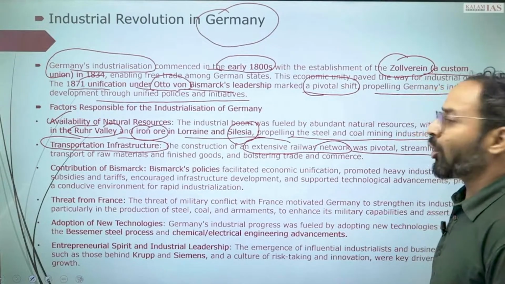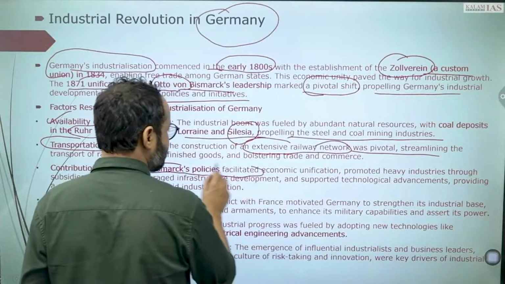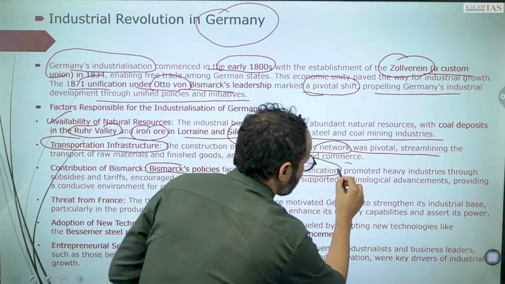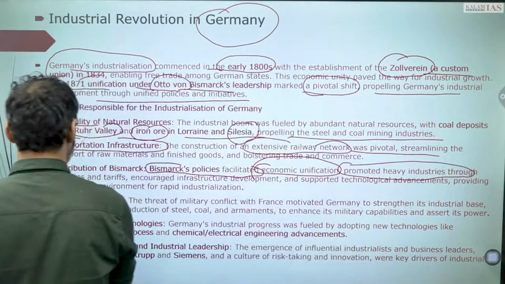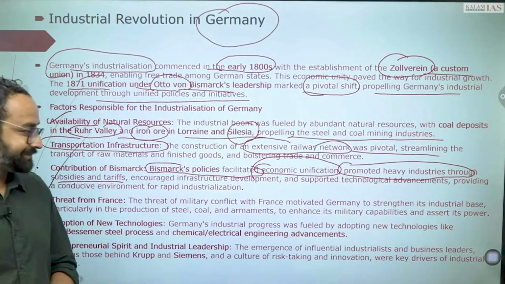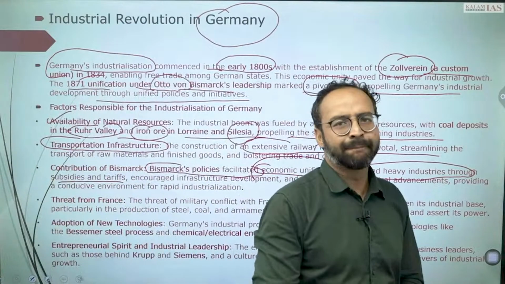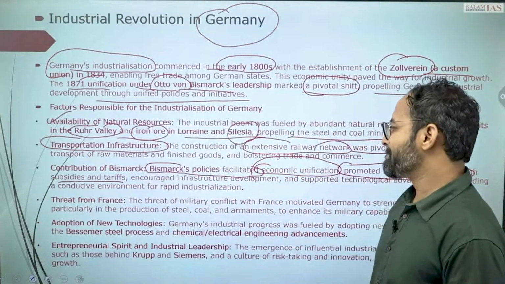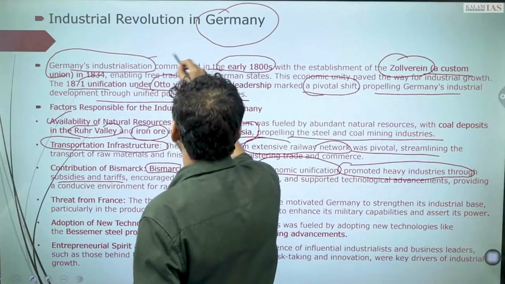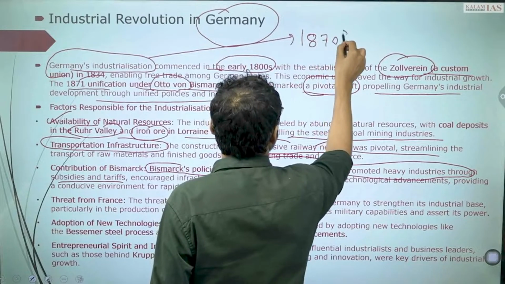So the contribution of Bismarck becomes very important. His policies, his diplomatic policies, facilitated economic unification, very important. He promoted heavy industries through subsidies and tariffs, encouraged infrastructure development, and supported technological advancements, providing a conducive environment for rapid industrialization. What is the time period? 1870s.